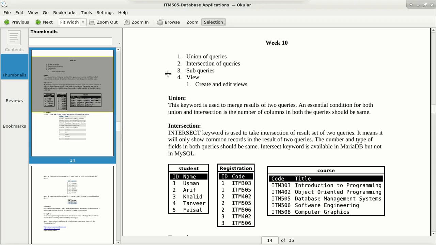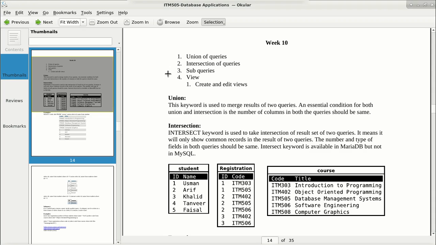Okay, there are two keywords. One is union and one is intersection or intersect. The union keyword is used to merge the result of two queries, and the intersect keyword is used to take an intersection of the result of two queries. Just like we use union in sets and intersection in sets that we studied in mathematics.